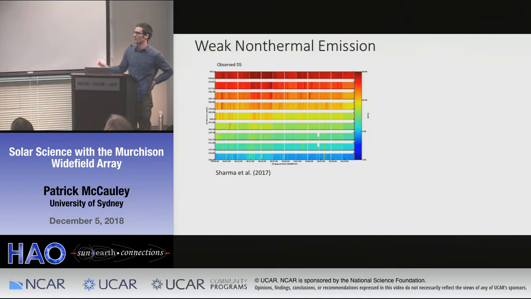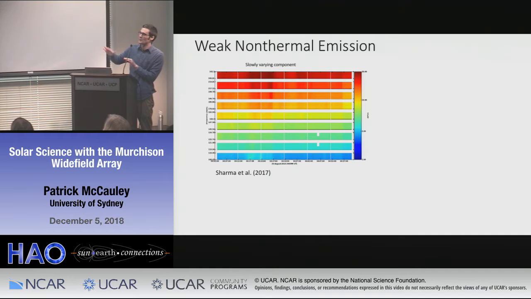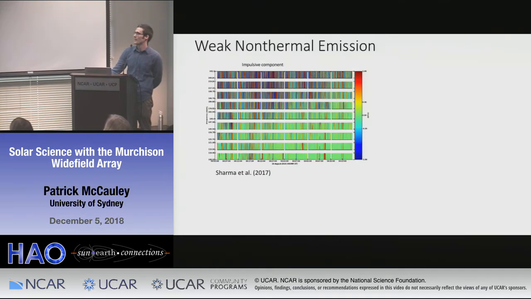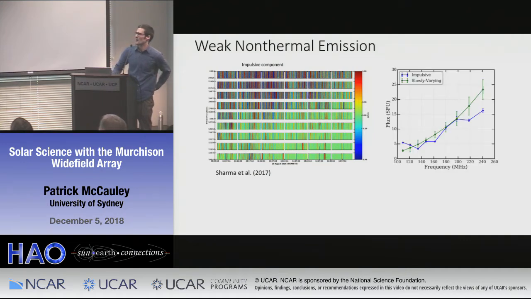So this is an example of a dynamic spectrum from the MWA, and what they'll do is a boxcar average to get the component of that that's varying slowly, and then they'll subtract that from the original to get the impulsive component. And this plot on the right is showing, as a function of frequency, the amount of flux that's being contributed by the slowly varying component as opposed to the impulsive component.